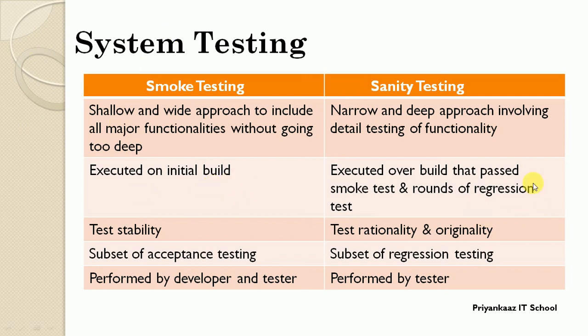It is executed on the build that passed the smoke test and a round of regression test, and only then can we go for the sanity. Okay. It tests the stability of the build. It tests the rationality, nothing but quality, and we can say originality of that build. Okay. It is a subset of acceptance testing, and sanity testing is a subset of regression testing.